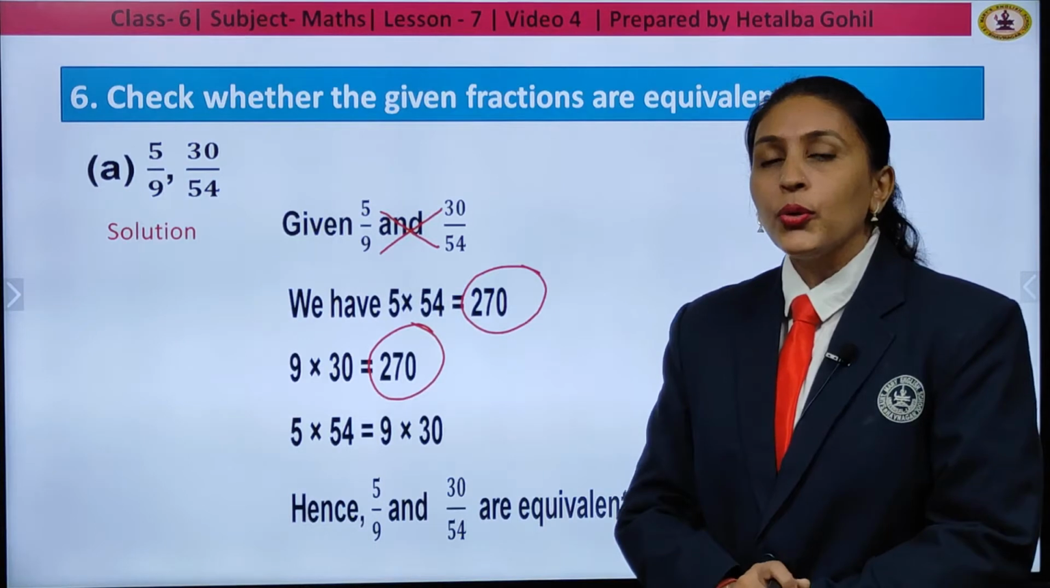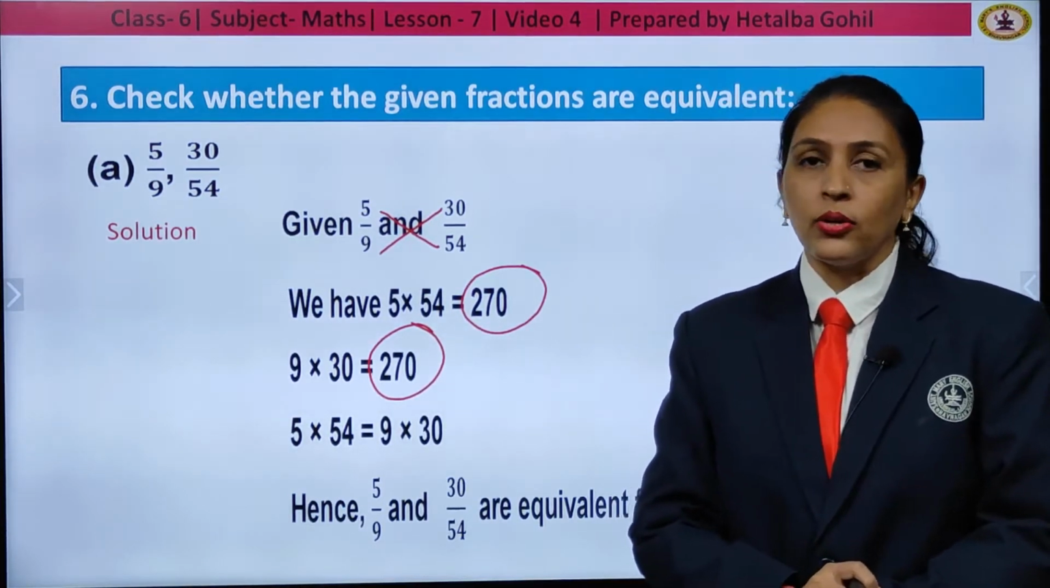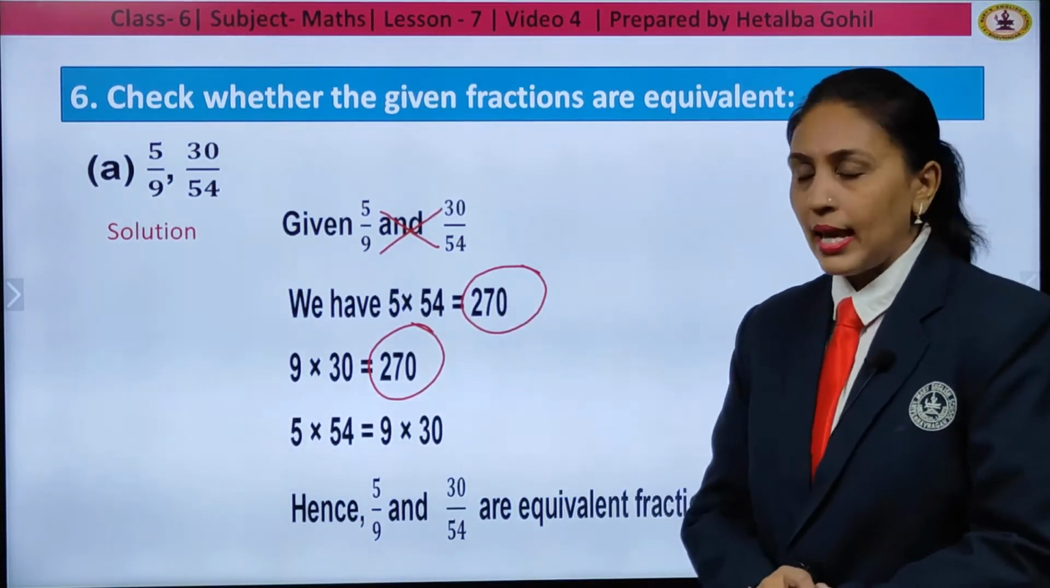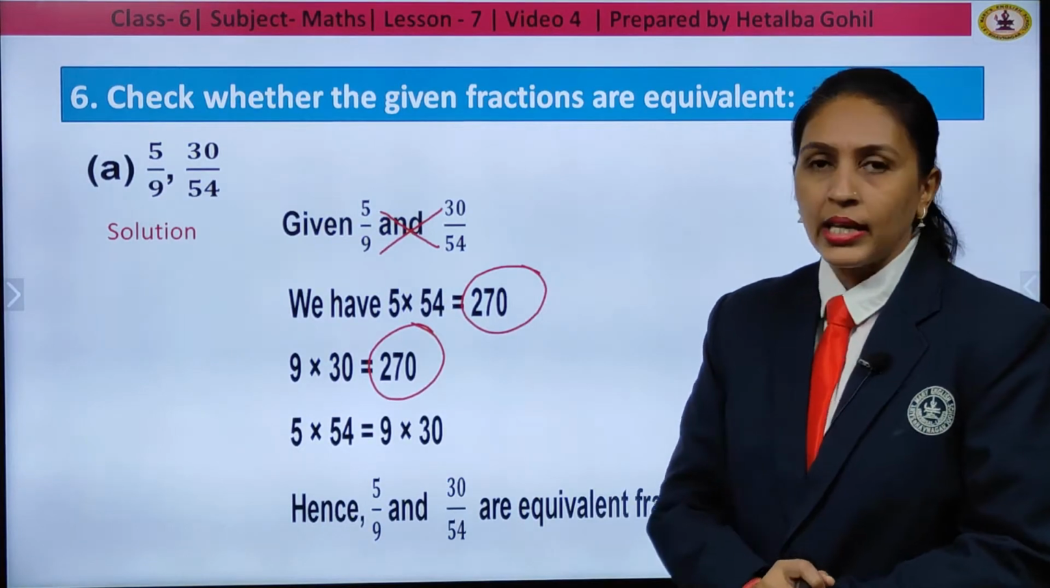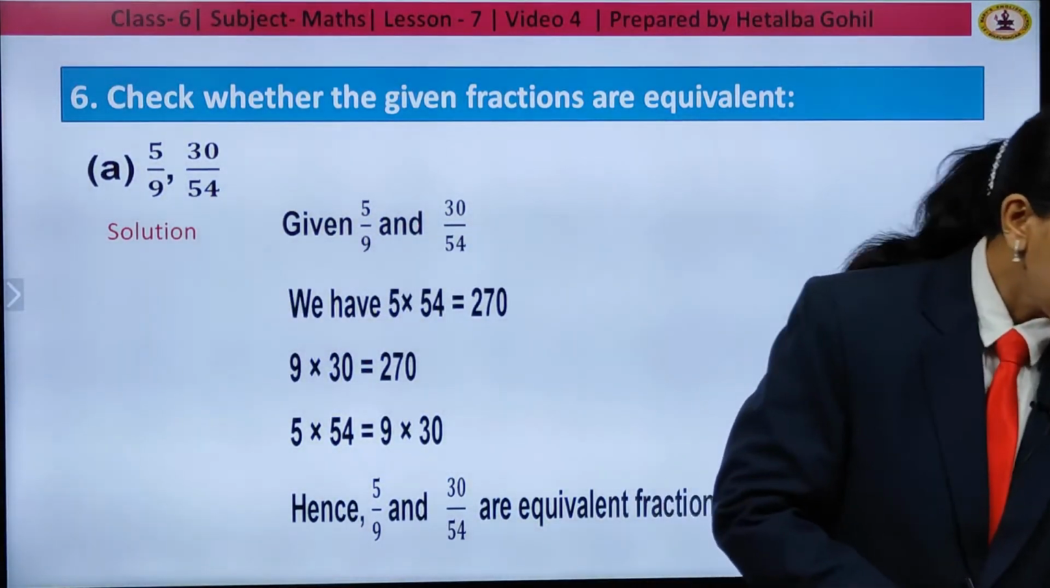And suppose you get different answers, then you have to answer that they are not equivalent fractions. So in this case, both the answers are the same. So both the fractions given here are equivalent to each other. Let us go to the next question.